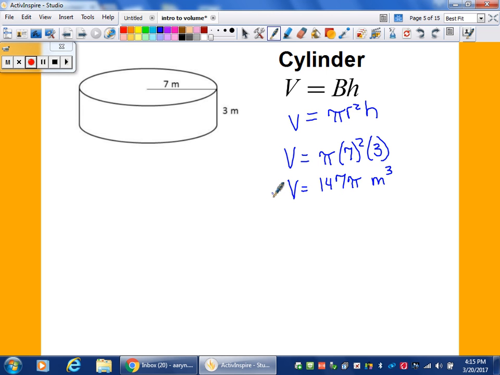Now let's look at a cylinder. Again, change it to pi r squared h. It makes things a lot easier. My radius is 7. My height was 3. I plug them in. 7 squared is 49 times 3 gives me 147 pi, and that's meters cubed. Now, if you notice, I'm not changing this to a decimal. That's because I want the most accurate answer you can give me. And if you leave it in terms of pi, that's the most accurate answer you can give.